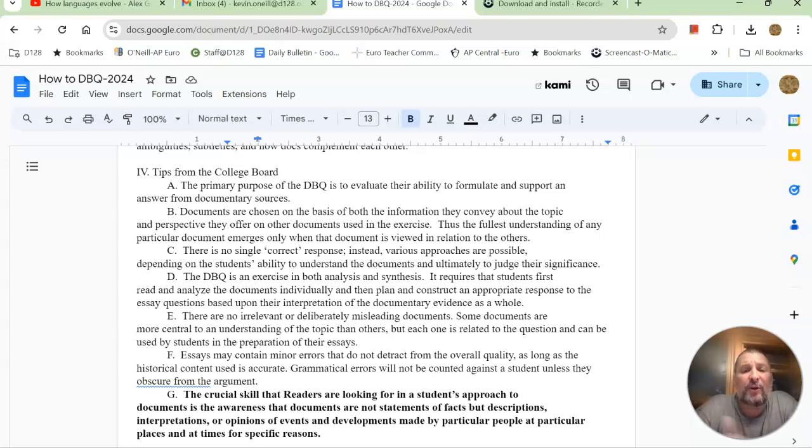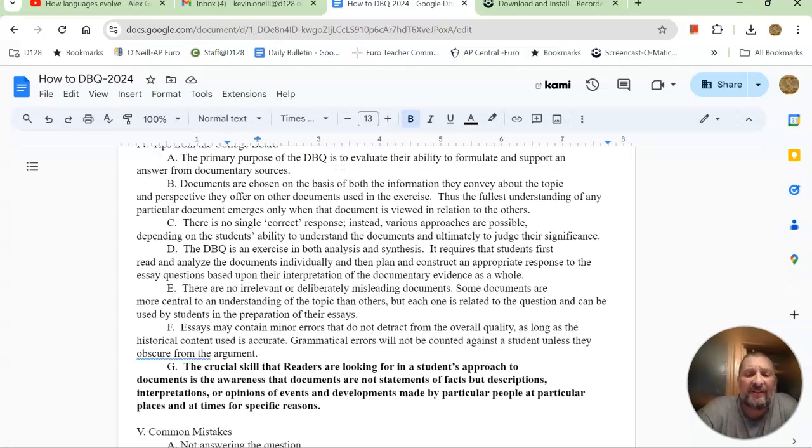There's no single correct answer. Instead, various approaches are possible depending on the student's ability to understand the docs and judge their significance. That doesn't mean that there's no wrong answers, because there is, but there's multiple ways to skin this cat. Okay, DBQ is an exercise in both analysis and synthesis.